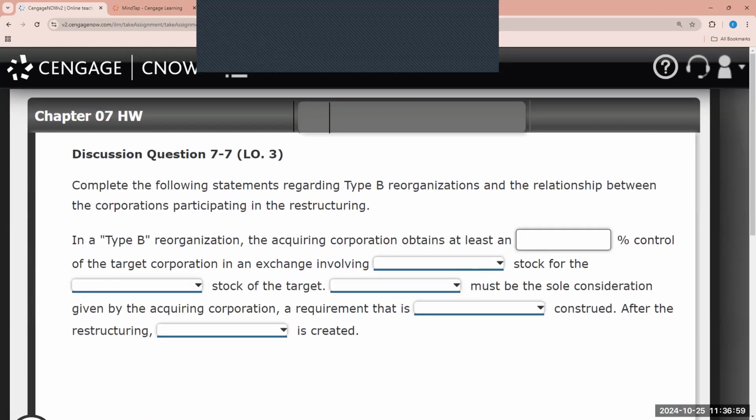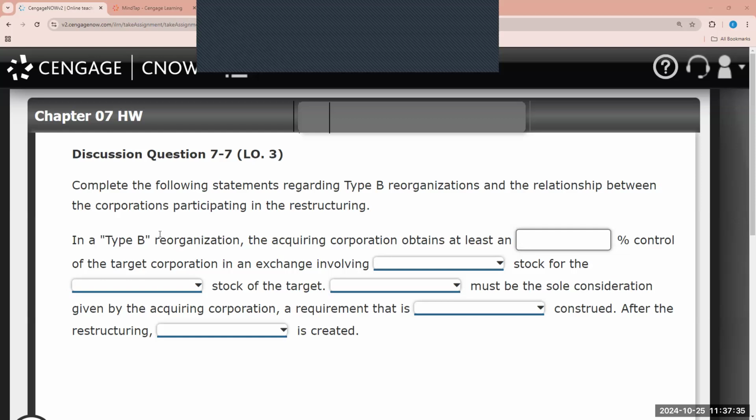All right, so we move on to our next question. This states, complete the following statements regarding Type B reorganizations and the relationship between the corporations participating in the restructuring. So we are looking at a Type B reorganization. As we know, there are 7 reorganizations authorized by the code. Each of them has specific requirements. They have advantages, they have disadvantages. So this question in particular, we are focusing on Type B.